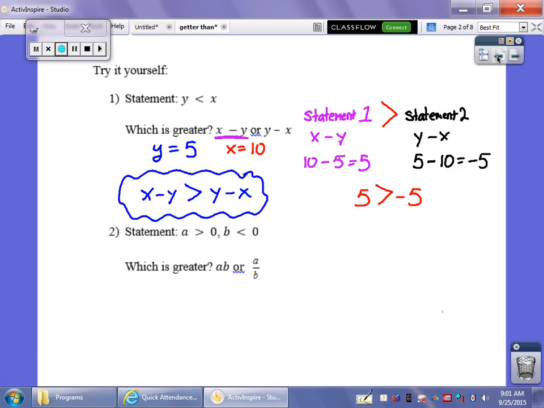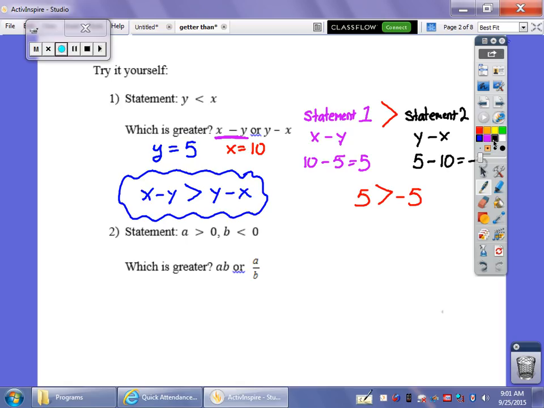So now the next statement says a is greater than 0, b is less than 0. Which is greater, ab or a divided by b? Try this on your own. Pause the video, take about a minute or two, work it out, and then play the video again.